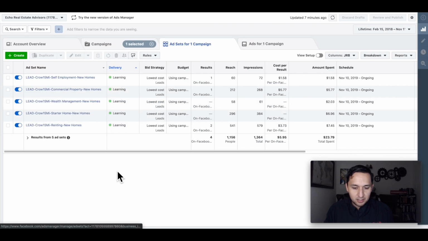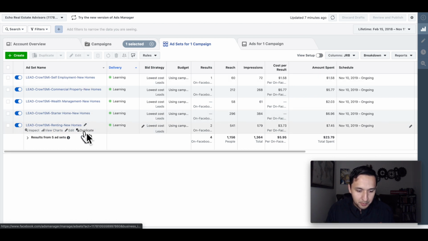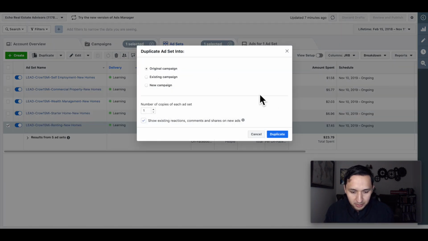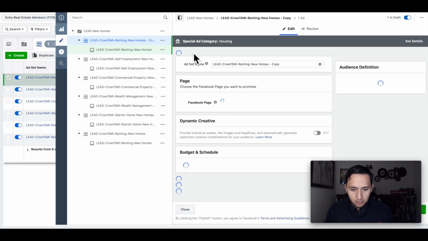We're going to go back to our campaign. We are going to duplicate. It doesn't matter which one we duplicate. We're just going to go with that one. We're going to duplicate the renting. Go here.